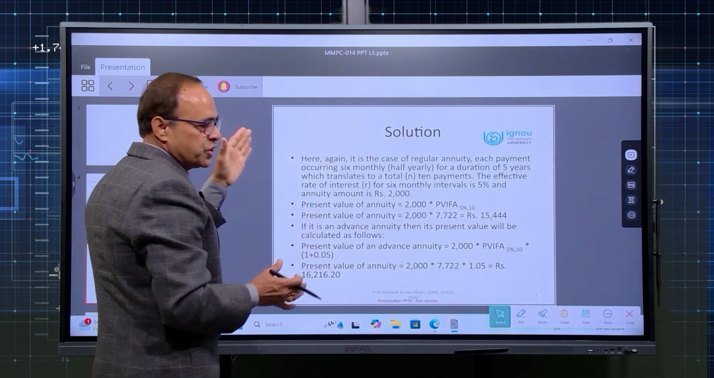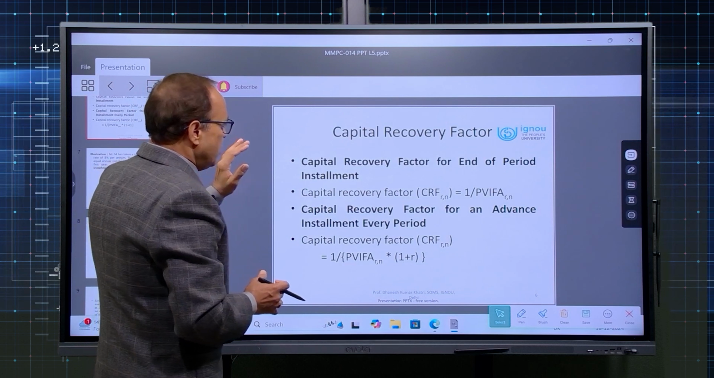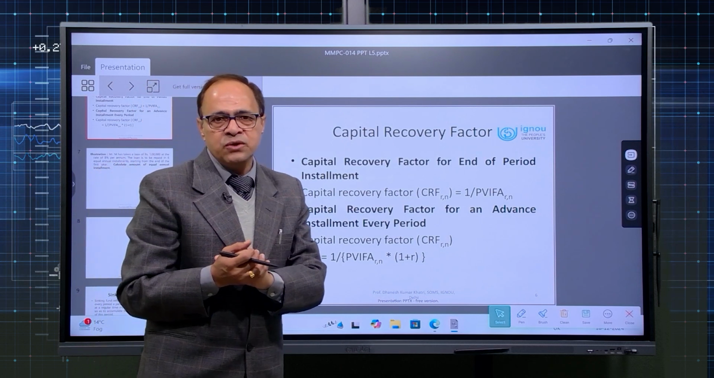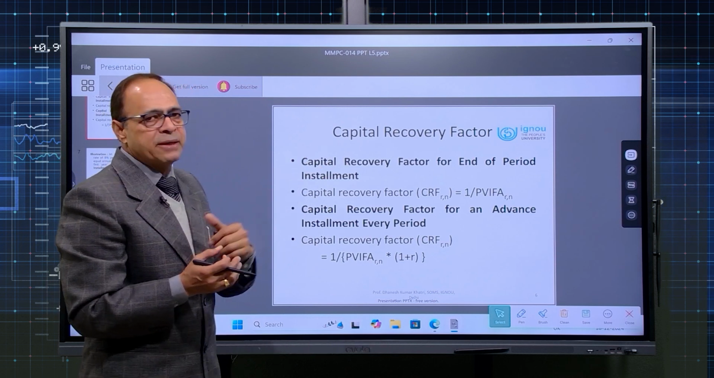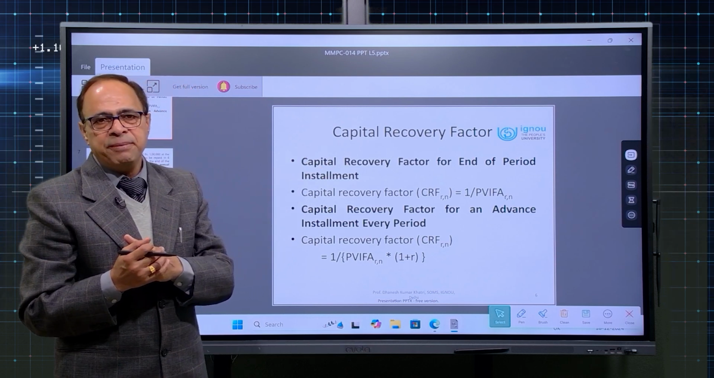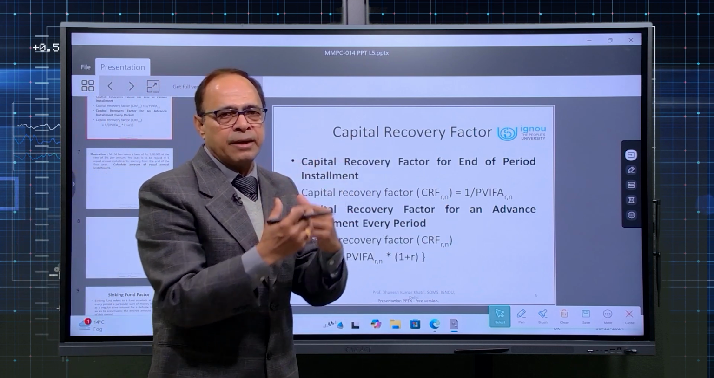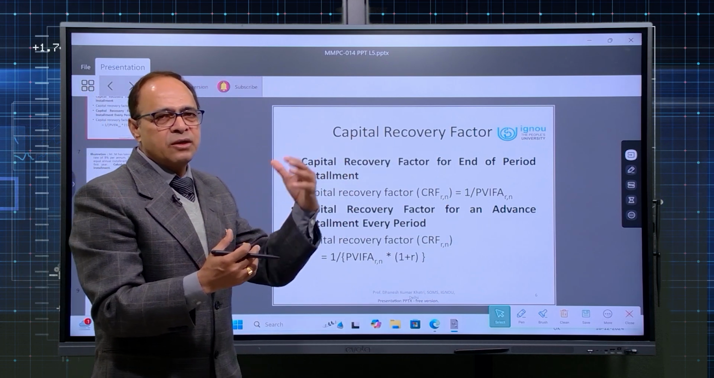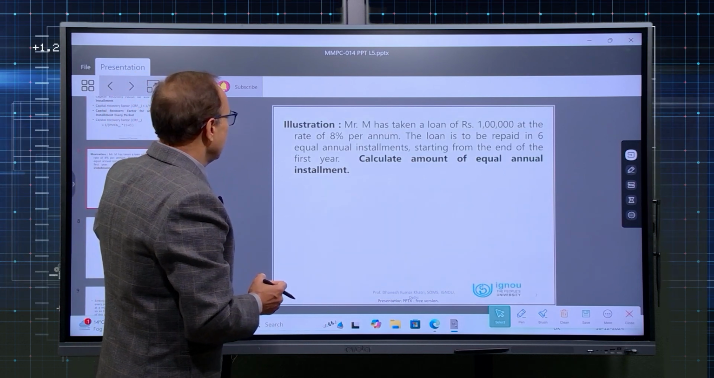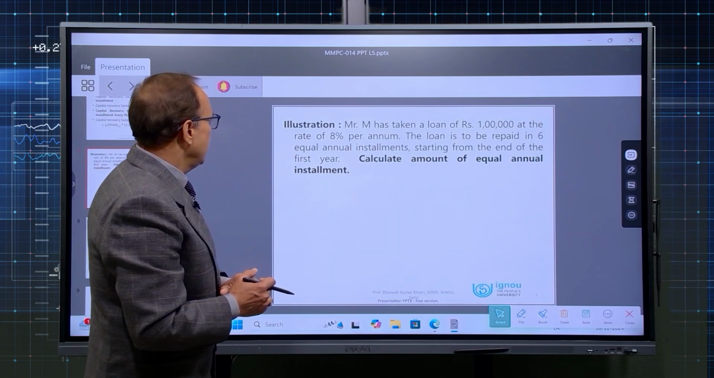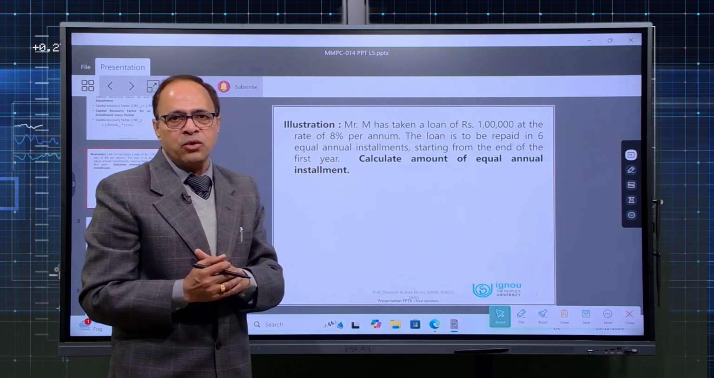So, this is the solution again, you can see that is there in the PowerPoint. Now, the same factor, present value interest factor for an annuity, can be converted into capital recovery factor. Capital recovery factor is simply a factor which helps us in recovering the capital. So, that is the same thing, reverse application of what we have learnt so far. Then the same example is there. So, I will require you to practice this example on your own.